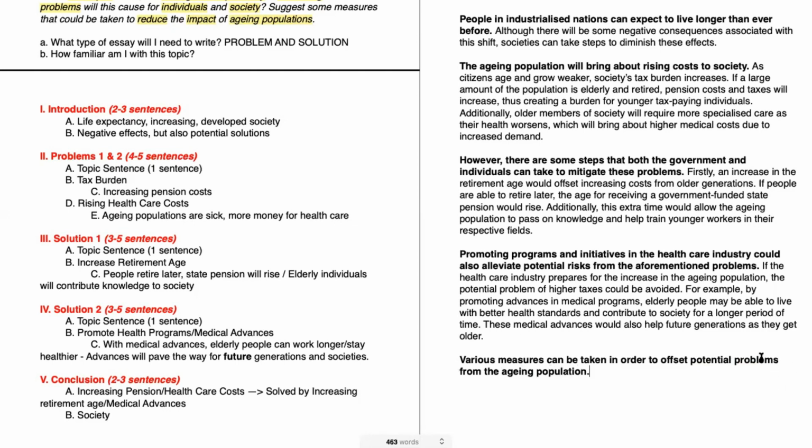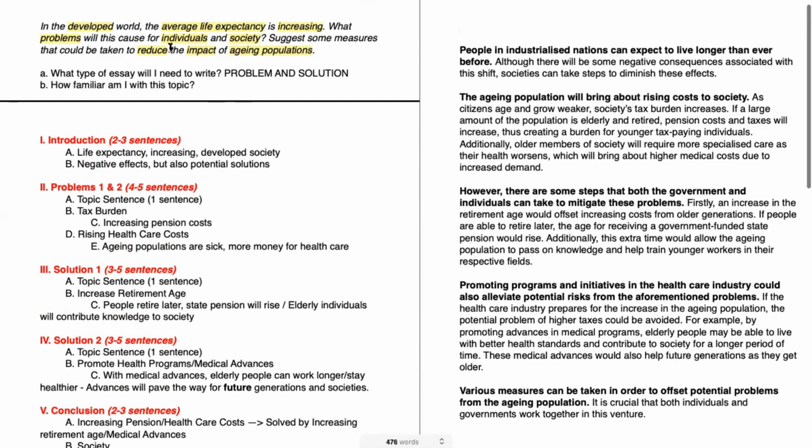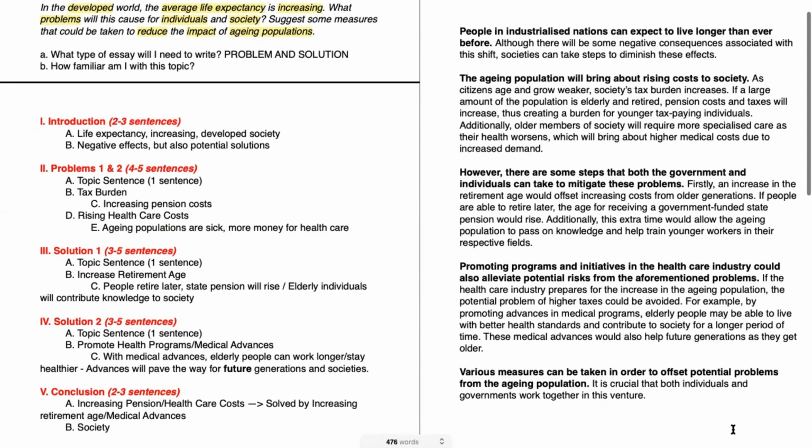So I've talked about how there are problems. I've talked about the various measures, my solutions. And as something about society, I could say it is crucial that both individuals and governments work together in this venture. Because again, I'm tying it back to the fact that individuals and society were included in the question. Of course, we talked about individuals and society, so the problems regard individuals and society in general, so that's fine. I just wanted to make sure that I closed it and that everything really flows well together.